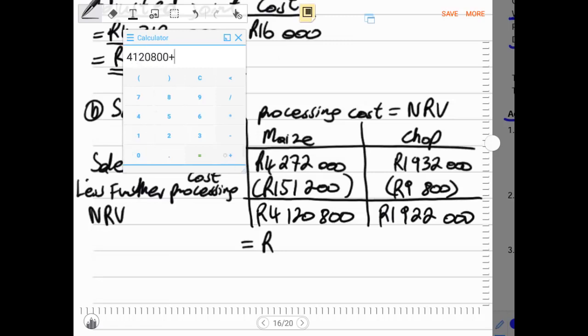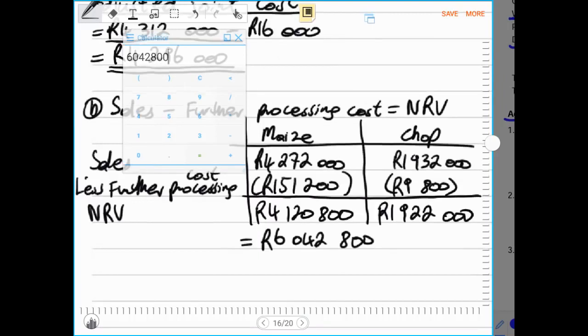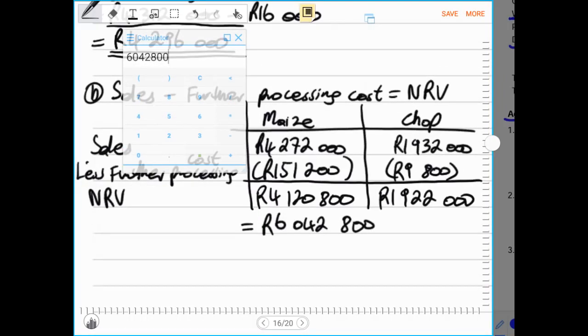4,120,800 plus 1,922,000, and this gives us a total of 6,042,800 rands. So now this is our total net realizable value. So now we need to allocate our joint cost to the two products, which is the maize meal.